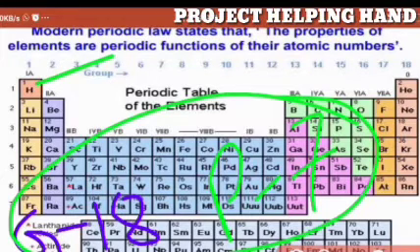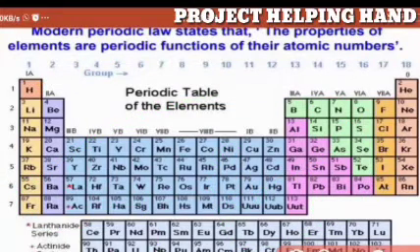Okay, so now we just learned something. That is the difference between the modern periodic table and the Mendeleev periodic table. What is the difference? In the Mendeleev periodic table, elements are arranged in order of their increasing atomic mass, the mass of the atom of an element. But in the modern periodic table, they are arranged in order of their atomic number.